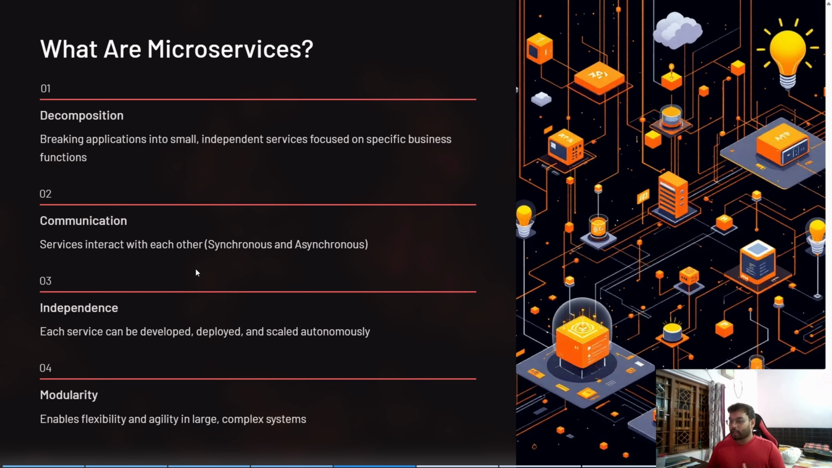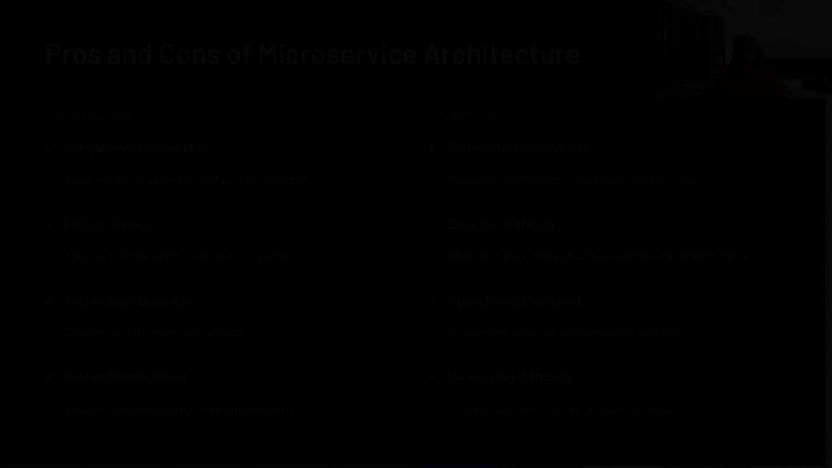As you can see, what are microservices? Decomposition: breaking applications into small independent services focused on specific business functions. Next, communication. The services that we create have to interact with each other. There are two methods to doing so, synchronous and asynchronous, which we will learn later on. Now, independence: each service can be developed, deployed, and scaled autonomously. Modularity enables flexibility and agility in large complex systems.